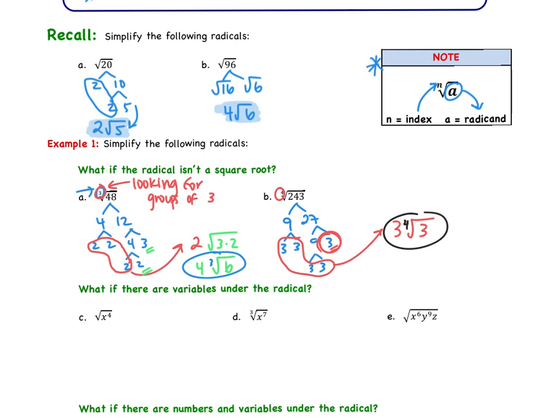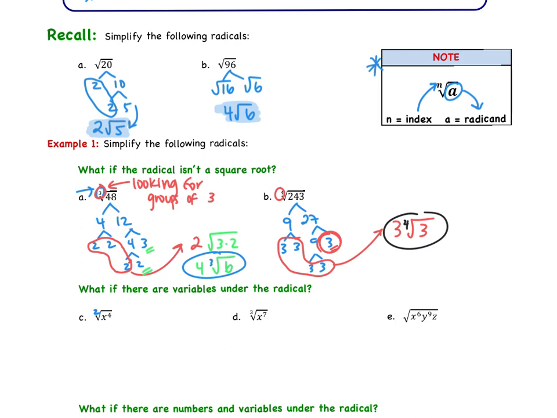Okay, so the next logical question, and as you can see underneath in green, is what happens if there's variables? Well, variables underneath the root is going to be a similar idea. So let's look at C. We have the square root of x to the fourth. First thing to know, if there's no index out in front, it's understood to be a 2.